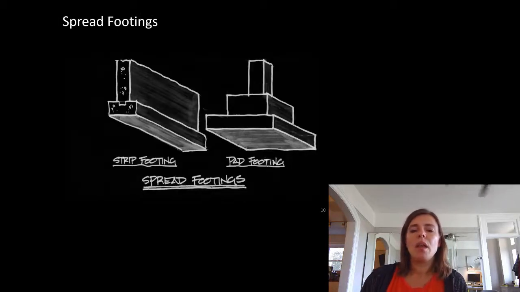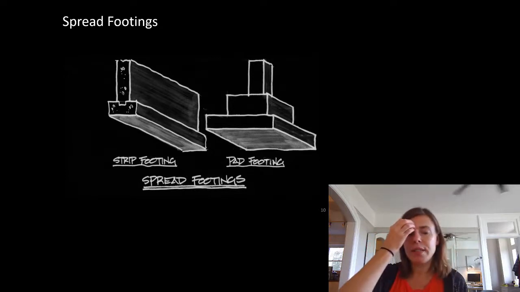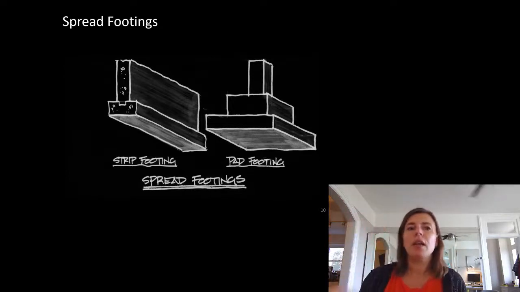The most common foundation type in southern Ontario is spread footings. Those can be a strip footing below a wall or a pad footing below a pier.